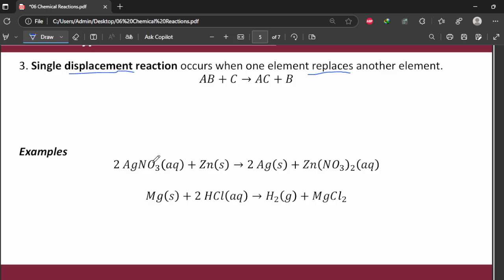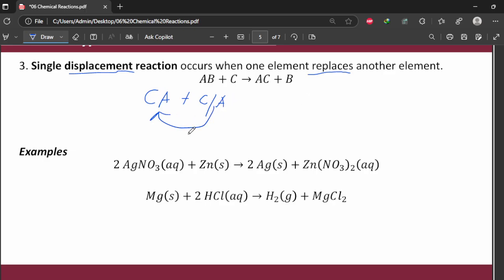So meron ka ditong compound, right? So we label it as AB and then meron tayong C. So AB, C. Tapos si C, papalitan niya si B. Not necessarily like that. Siguro we don't follow this AB plus C format. Instead, what we follow is cation, anion, tapos depending on kung ano dito, kung ano yung given natin na solo dito, either a cation or an anion, yun yung magre-replace dito.